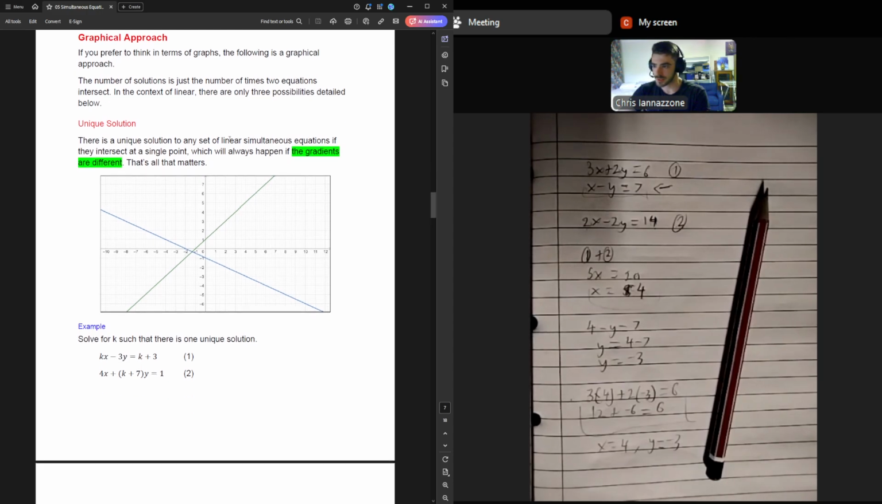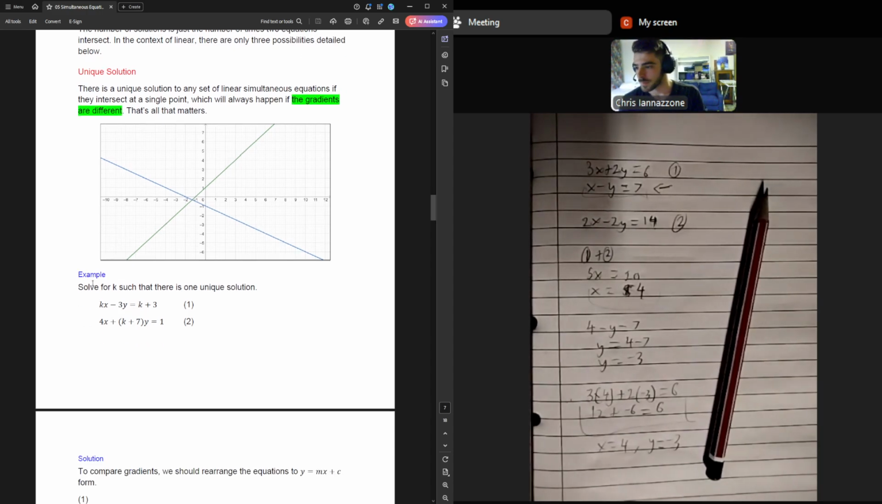So graphically speaking, the unique solution would just look like this. You have two linear equations and they cross over at a single point. That's it. So the only way that you get a unique solution is if the gradients are different. As long as the gradients of your two linear equations are different, they will cross over at some point. Doesn't matter how different they are, even if they're only slightly different, they will cross over eventually. So if you're trying to solve a set of simultaneous equations to get one unique solution, then all you're trying to do is make sure that the gradients of your two equations are different.